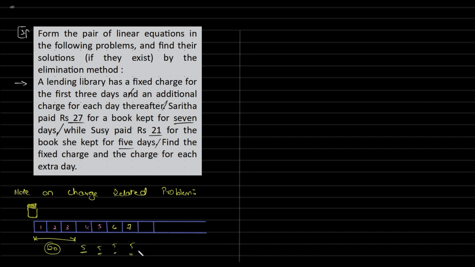It is similar to your cab scenario in a different approach. It's a bit different, but the idea is the same. Charges for fixed are what you have to pay no matter what, and depending on the distance, you pay the extra. It's similar to that. Now we have two persons. They borrowed different books at different points of time and kept them for different days. So 27 for 7 days and 21 for 5 days.